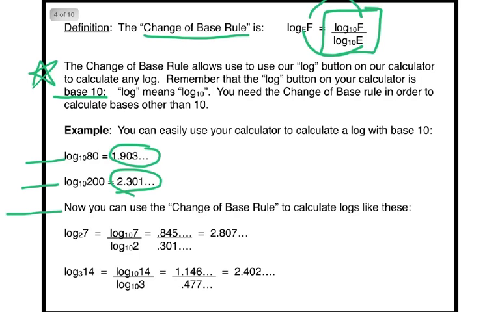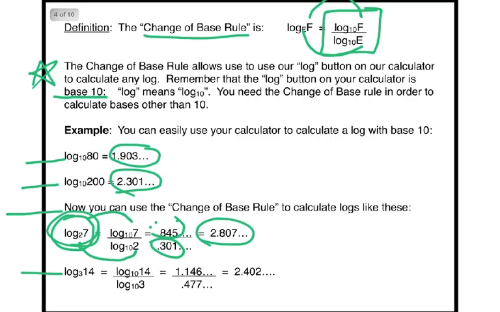Now, however, we can use the change of base rule to calculate logs like log base 2 of 7. Your calculator does not have a base 2 button. So you actually do have to rewrite log base 2 of 7 so that the argument becomes the numerator and the base becomes the denominator. So log base 2 of 7 becomes log base 10 of 7 divided by log base 10 of 2. You can get the decimals for the numerator and the denominator and divide them, and you get 2.807. That is the answer to the original expression.